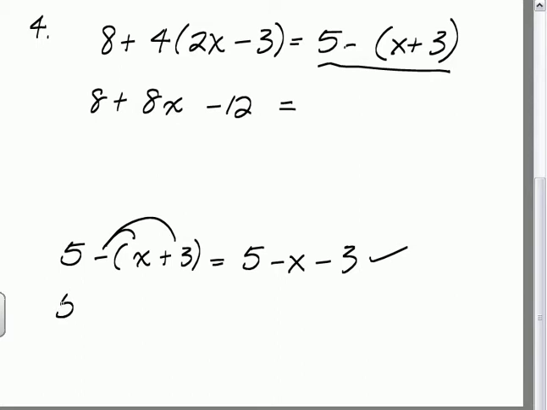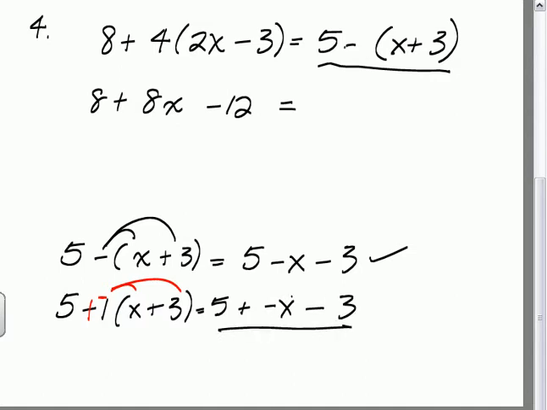Another way is to think of this as 5 minus 1 times x plus 3, and we saw before you can change any subtraction to addition and change the sign that follows, and then now distribute that, and the result would be 5 plus a negative x minus 3. Are those two the same? Yeah, that minus x is the same thing as plus a negative x.